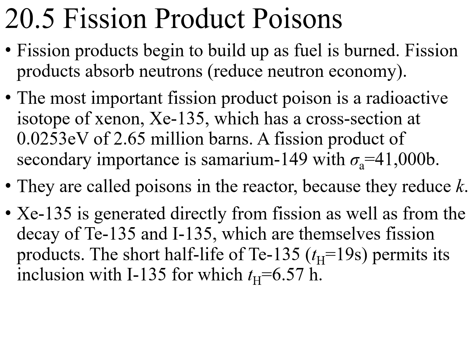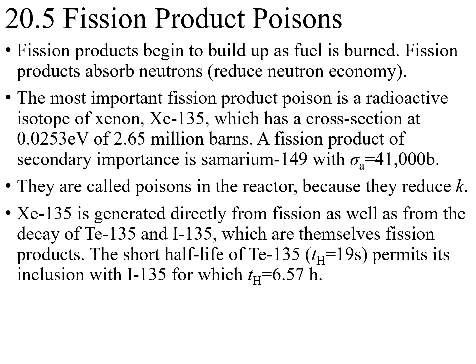Some of those fission products absorb lots of neutrons, meaning that they have a very large absorption cross-section. The most important fission product poison is xenon-135. It has a cross-section of 2.65 million barns, which is huge. And another one, samarium-149, also has sigma A of 41,000 barns. When they are inside this reactor, they are going to reduce this K.